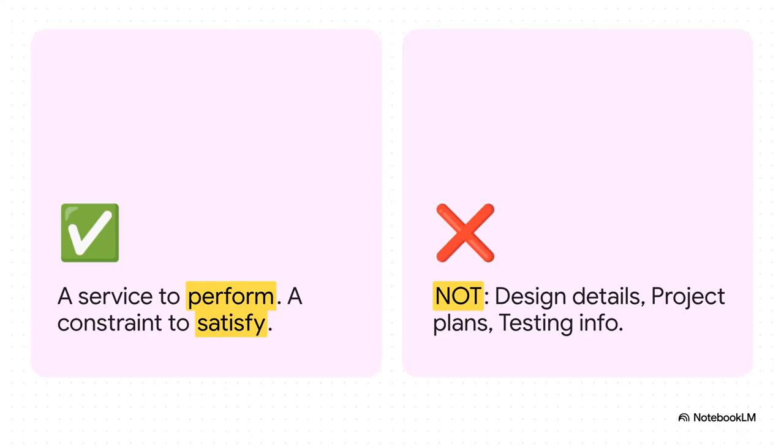A requirement is that service or that constraint. It's the blueprint saying we need a kitchen on the first floor. It is not the design details, like let's use this brand of countertops. It's not the project plan, like the construction schedule. And it's not the testing info, like the final inspection checklist. All that stuff is important, but it comes later. First, you just need the plan.